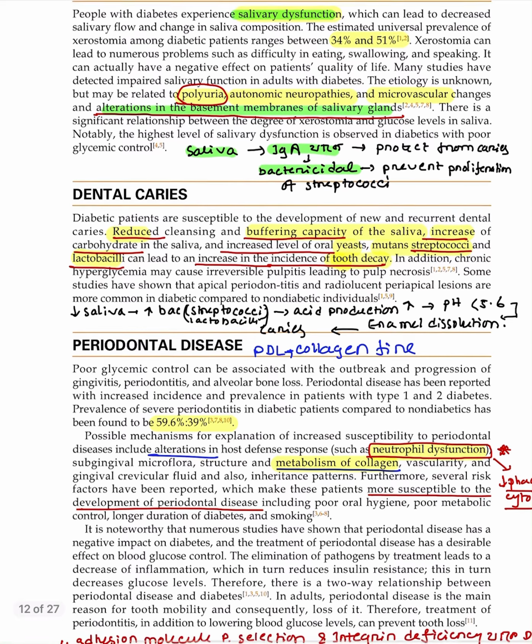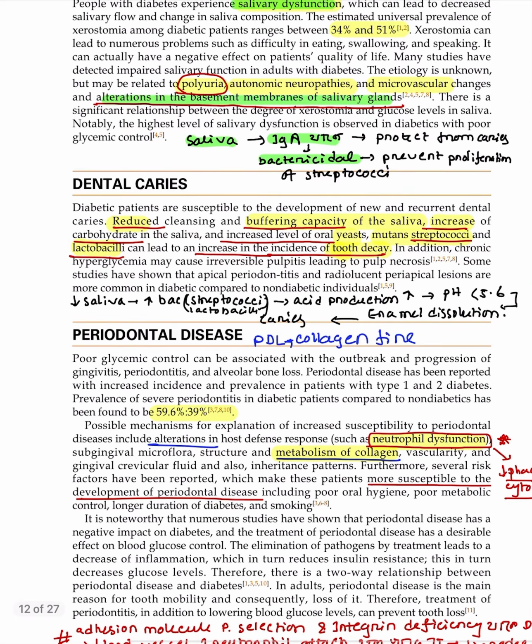And also, due to the decreased salivary flow, the buffering capacity of the saliva decreases, so the pH decreases, and in low pH the enamel dissolves, and ultimately caries occur.